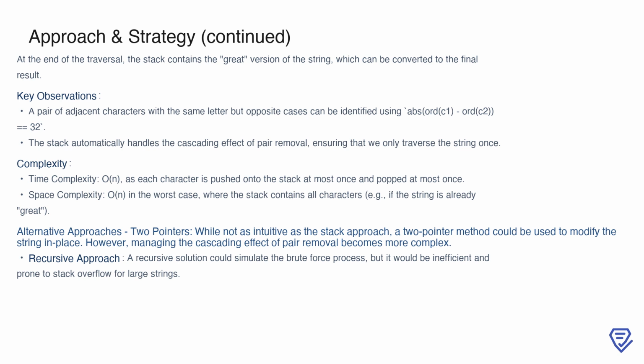This results in a much more efficient solution with a time complexity of O(n), since each character is pushed onto the stack at most once and popped at most once. However, the space complexity is O(n) in the worst case, where no pairs are removed and the stack holds all the characters. We also briefly explored alternative approaches, such as a two-pointer method or a recursive solution. While these could work, they introduce additional complexity in managing the cascading effect of pair removal.